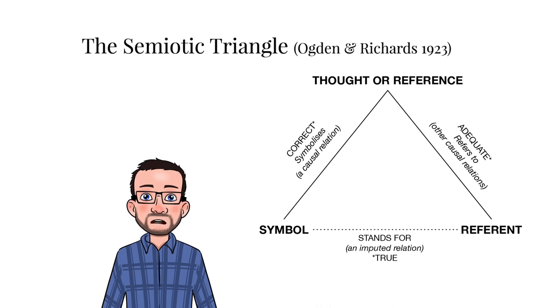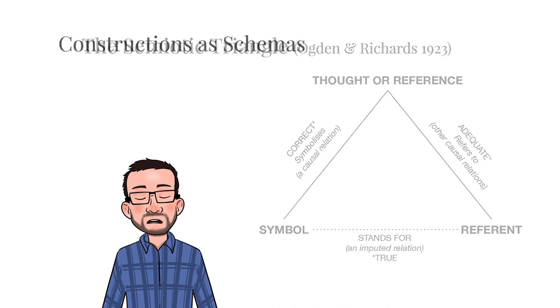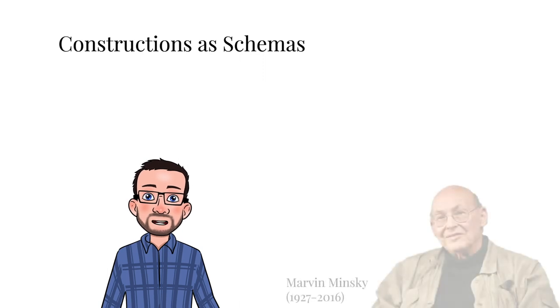If we replace the term word with construction, we get a similar observation. A construction can only be meaningful if there is a language user that instantiates the construction into a situated context. Constructions can therefore best be considered as schemas, a concept that was developed in artificial intelligence and cognitive science. Schemas, sometimes also called frames, are representations that store and update information that we have about our past experiences. We use these schemas to make sense of new situations.